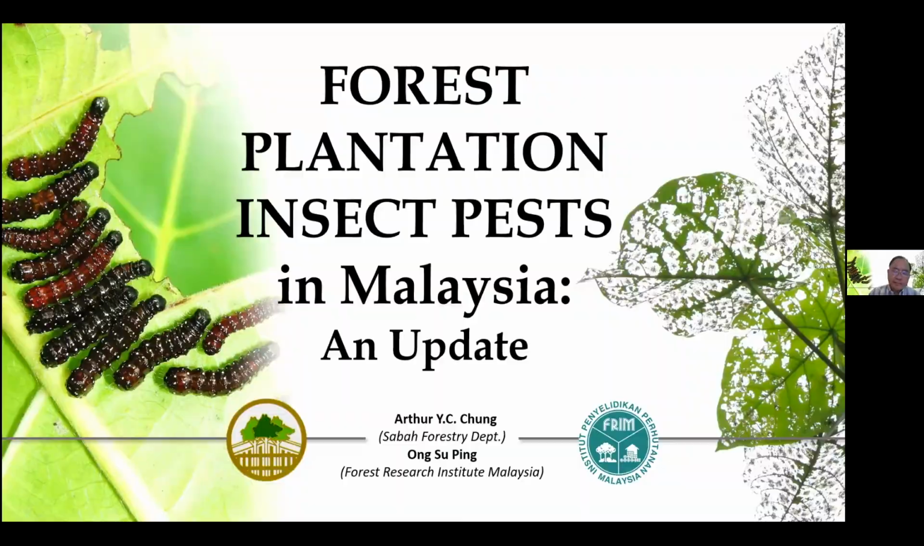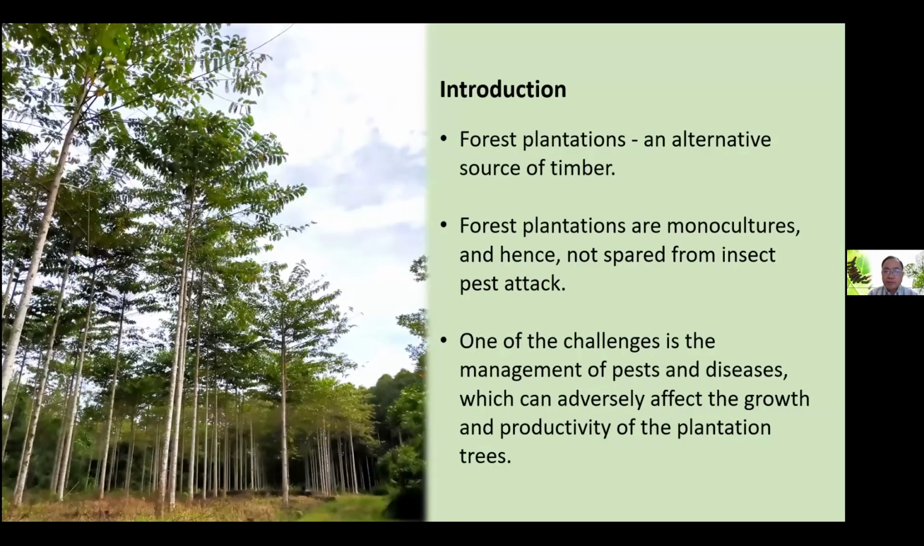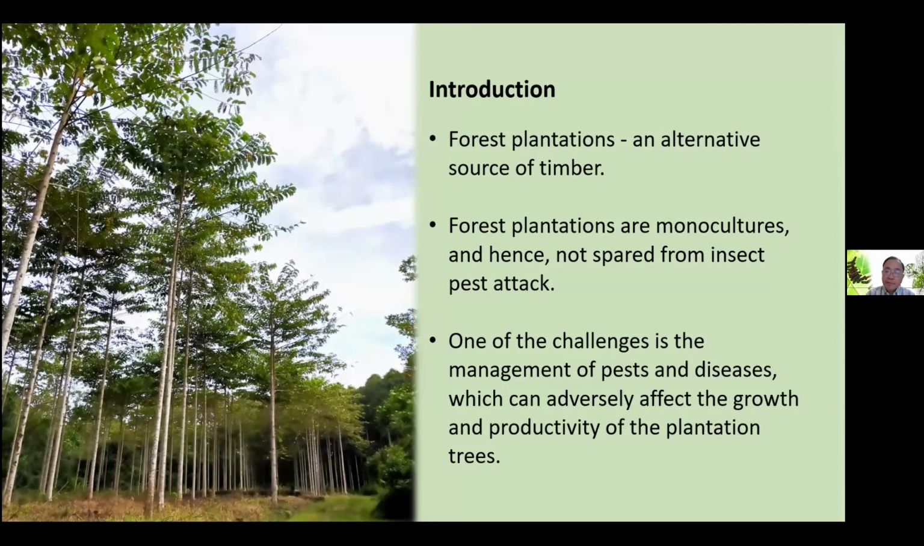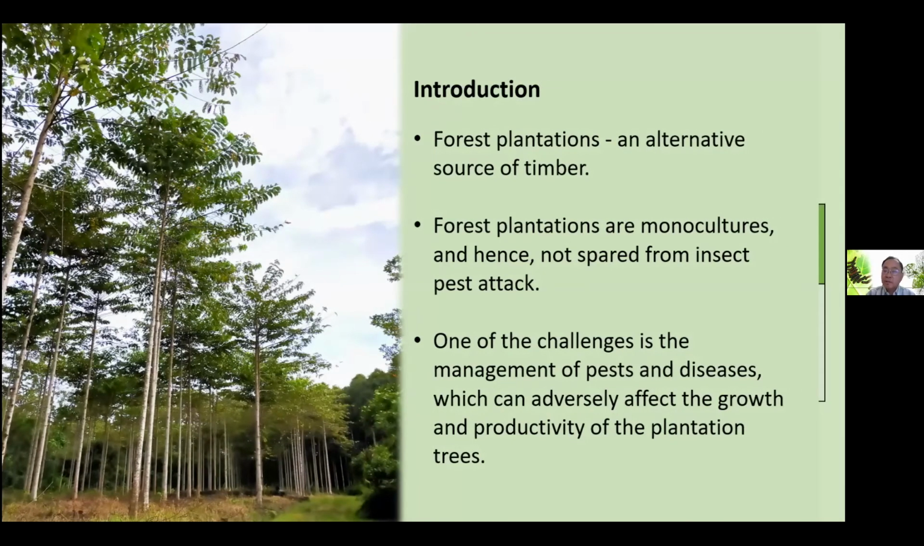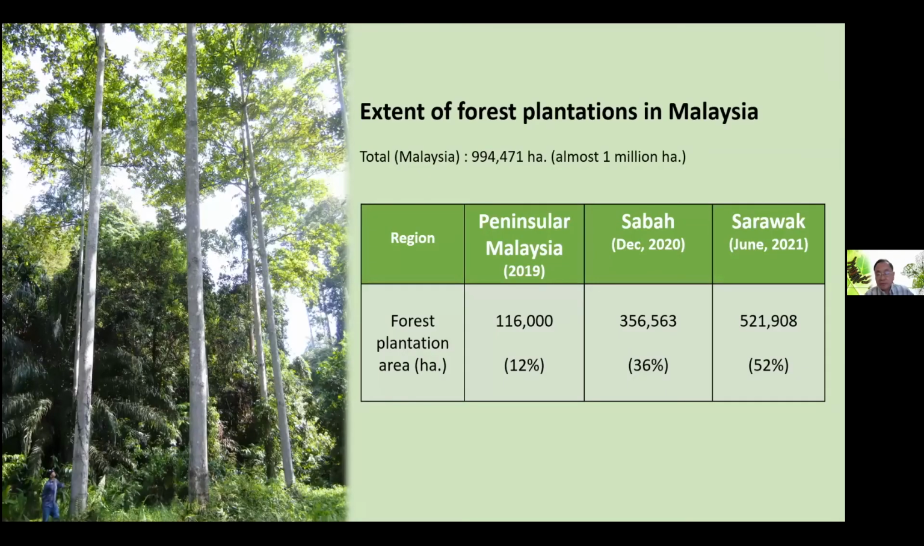Right, ladies and gentlemen, like many other tropical countries, Malaysia is relying on forest plantations as an alternative source of timber. And forest plantations, as you all know, are monocultures, hence are not spared from insect pest attack, which is one of the many challenges in the management of forest plantations. And to date, there are some 1 million hectares of forest plantations in Malaysia, with Sarawak covering 52%, Sabah 36%, and Peninsular Malaysia 12%.